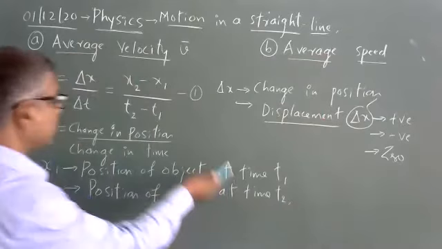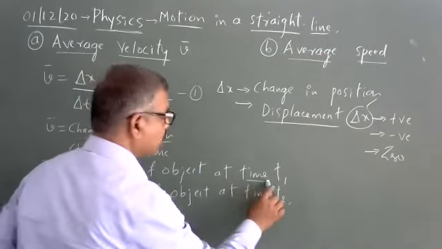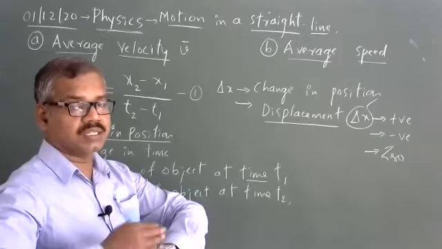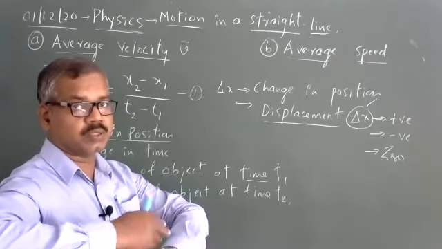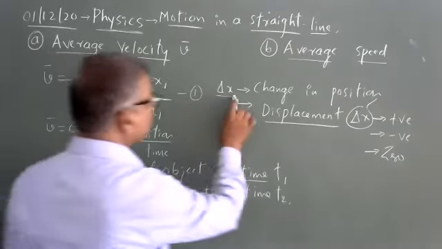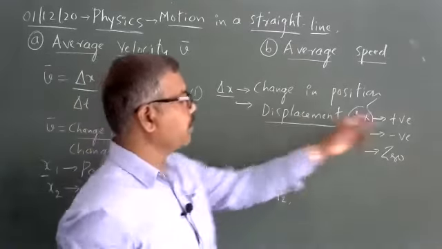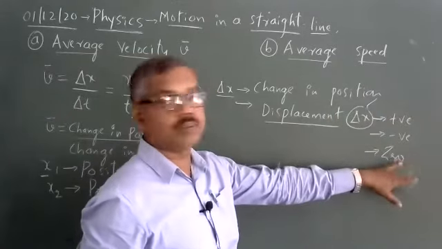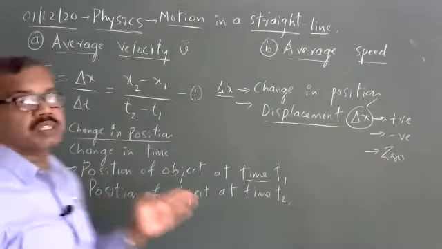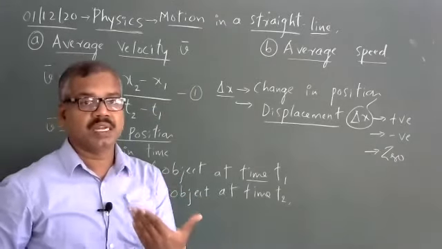Now, what is t1 and t2? t1 and t2 are the times when we located the object. t1 is the time the object is located at x1, and t2 is the time the object is located at x2. The change in position is also called displacement. It may be positive, it may be negative, or it may be 0. Now let me have a diagram. We'll appreciate what average velocity is in terms of a graphical approach.